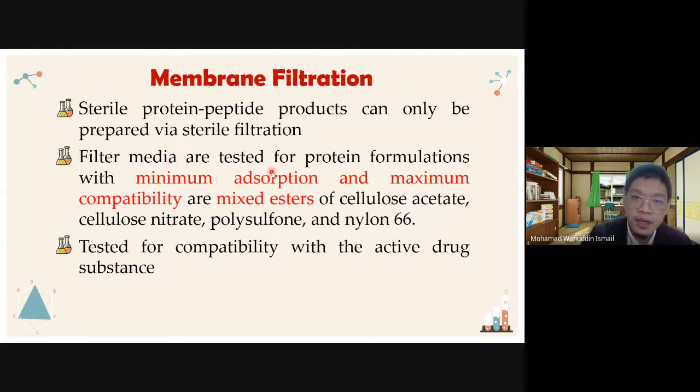Membrane filtration: the sterile protein peptide product can only be prepared via sterile filtration, to ensure the filtration process via the membrane. Filter media tested for protein formulation with minimum absorption and maximum compatibility are mixed ester, cellulose acetate, cellulose nitrate, fluorosulfone, and nylon 66. These are some kinds of membrane filtration that we use, tested for compatibility with the active drug substance.